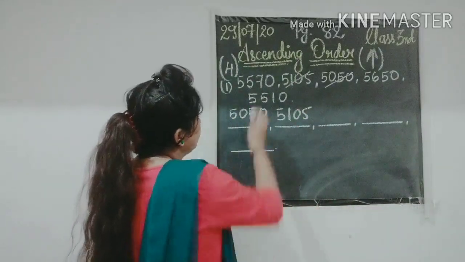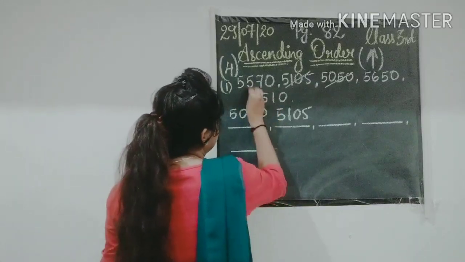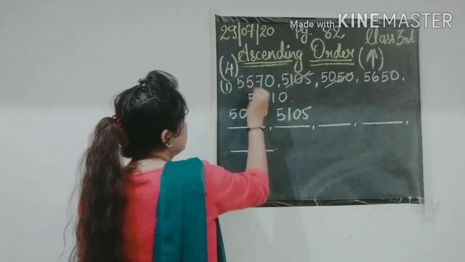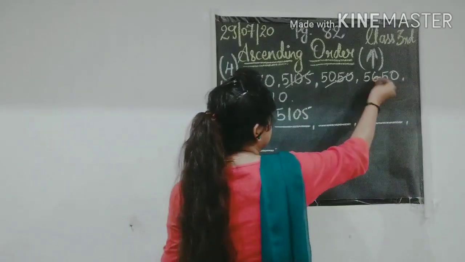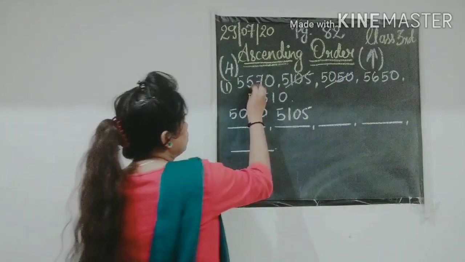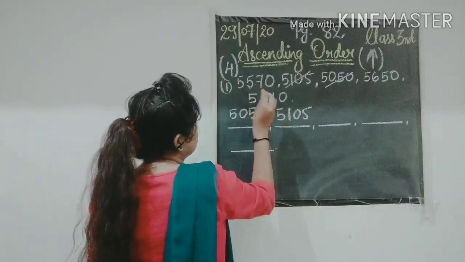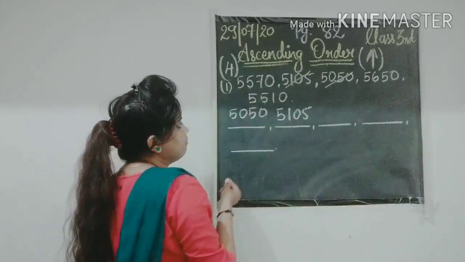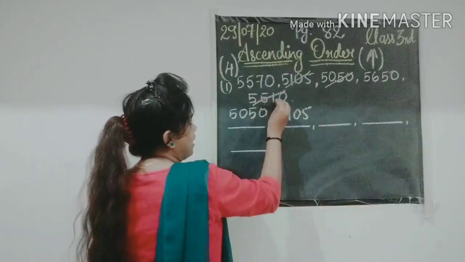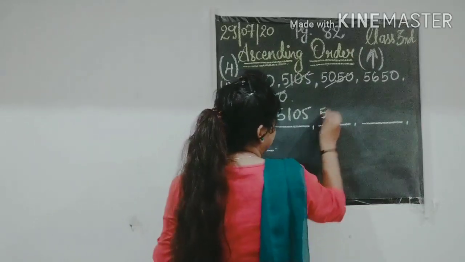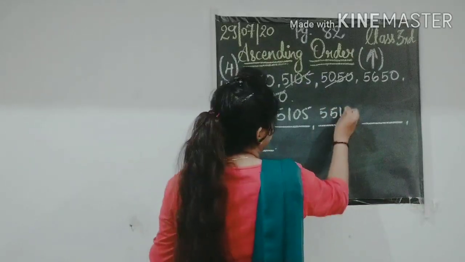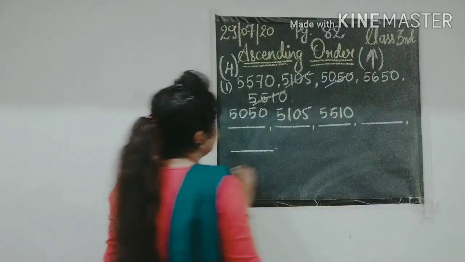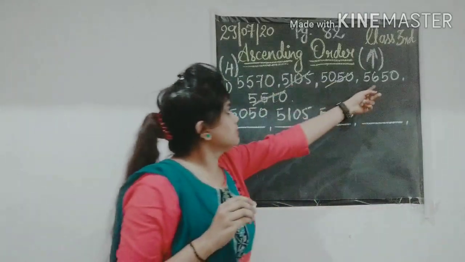Understood? Then again 5, these 2 numbers. See, in hundreds place both the numbers have 5 in it and here 6. That means it is the biggest. So we will compare these 2 numbers first. 5570 and 5510. Which is the smallest number? Yes. 5510. So we will write here 5,510.